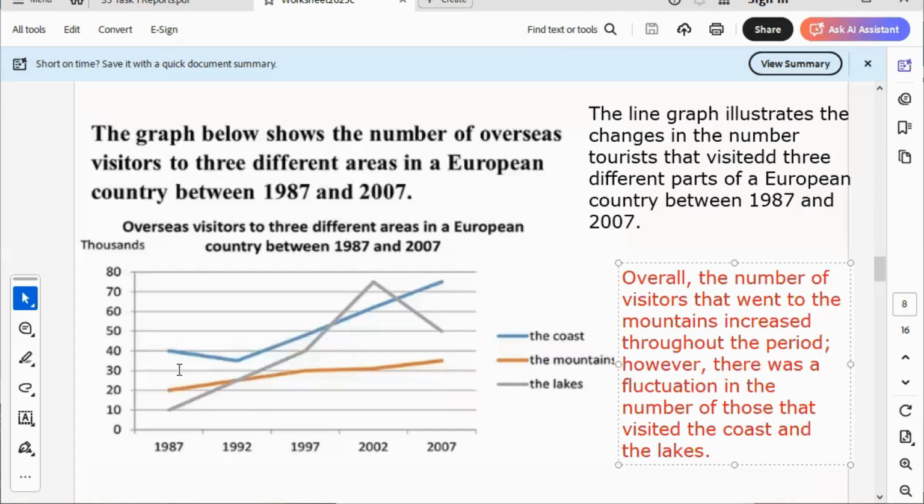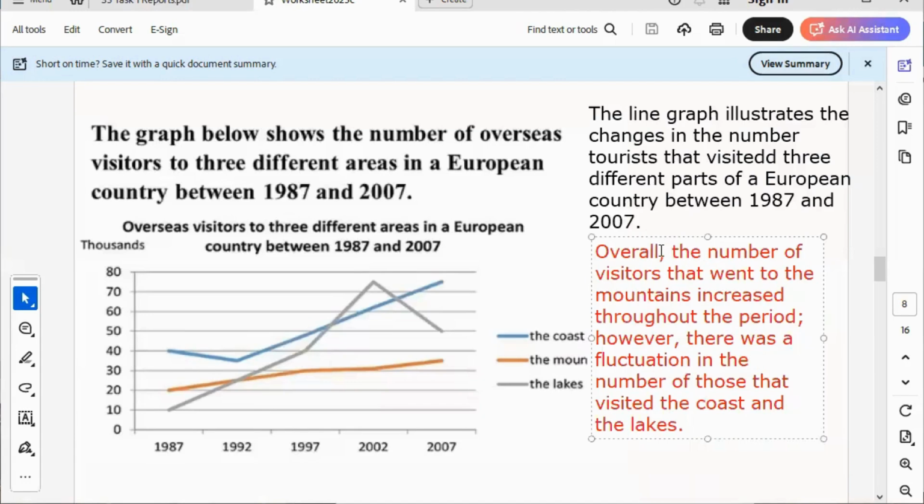Fluctuation means that the figure went up and then came down. That's one way to look at fluctuation. Or the figure went down and came up. So for the blue one, coast, you can see that the figure went down and then it went up. But for the lakes, the figure went up and then it came down. Those two things can be regarded as fluctuations. So what happens after my overview? The next thing I write after my overview is the main body.